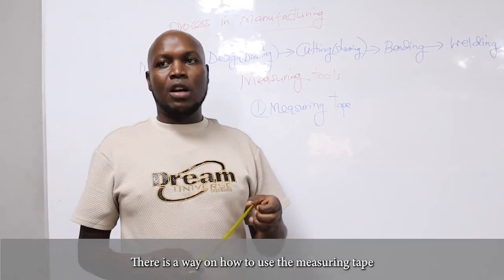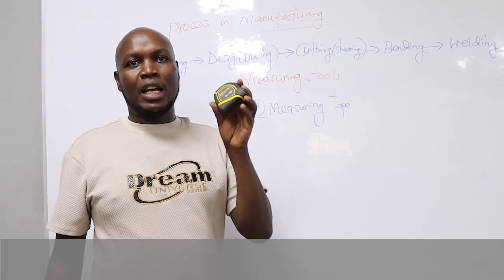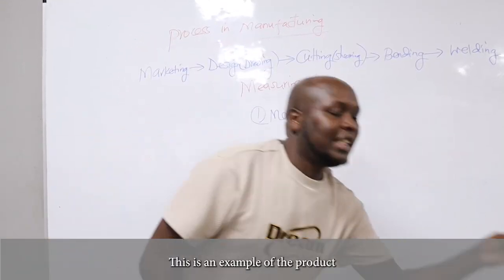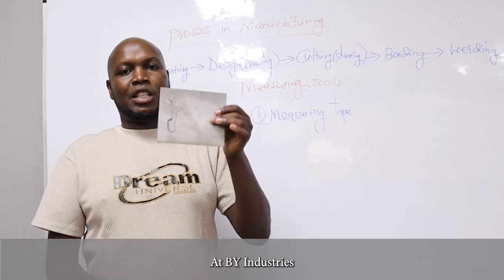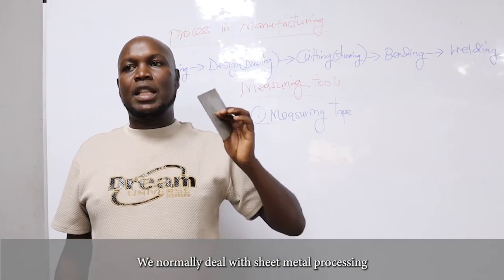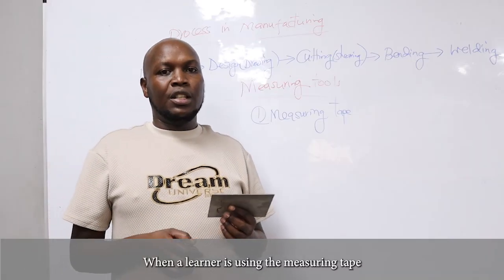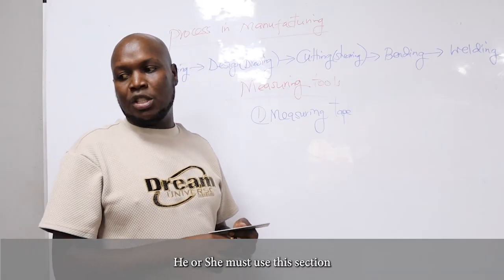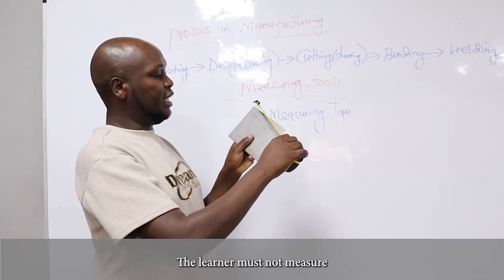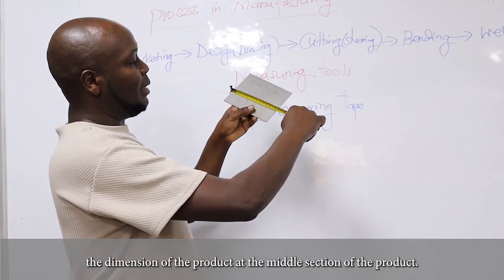There is a way to use these measuring tapes, and a learner must attend class to learn how to handle them. For example, this is one of the products that we make here at BY Industries. As discussed in earlier classes, we normally deal with sheet metal processing and making products related to metal sheets. When using a measuring tape, the learner must measure using the edge, and must not measure the dimensions of the product at the middle section.